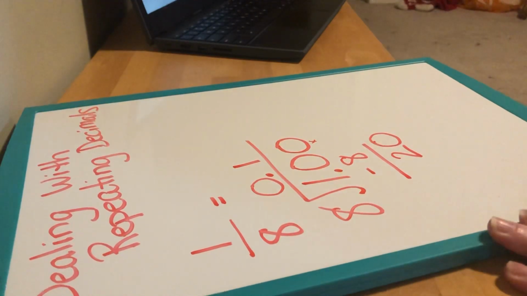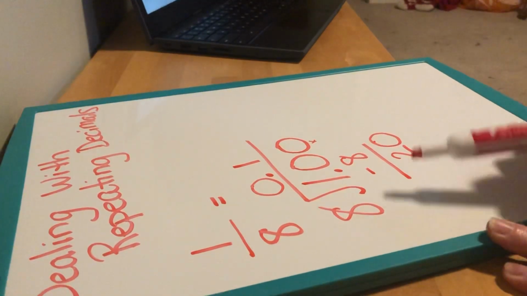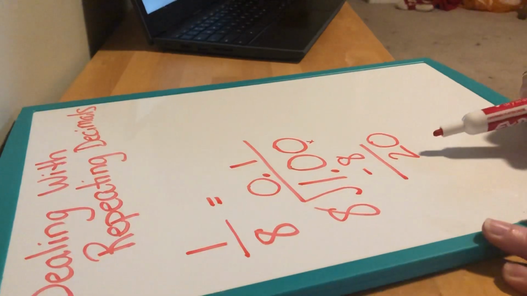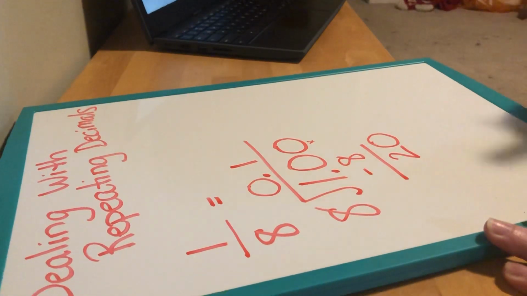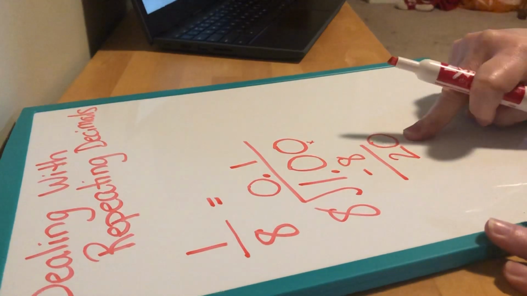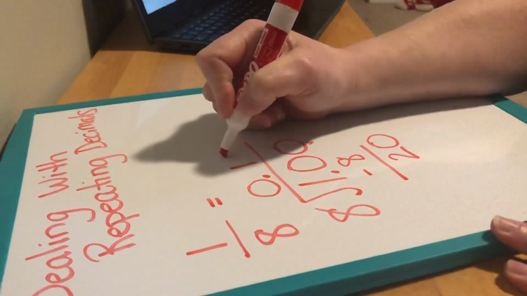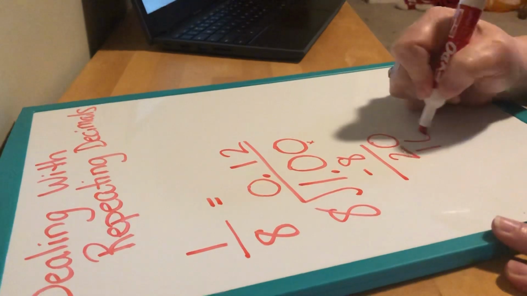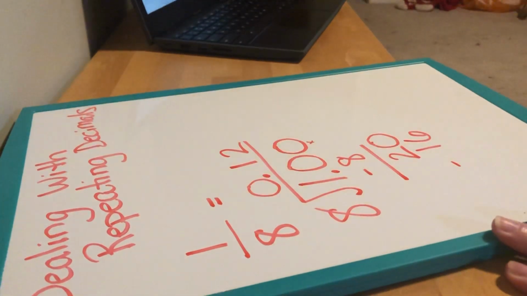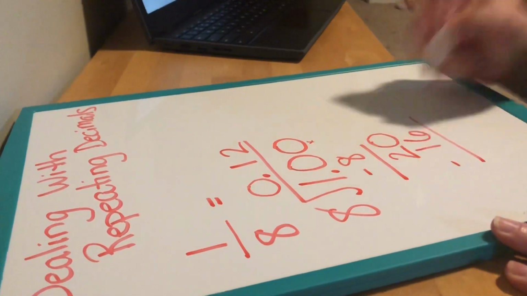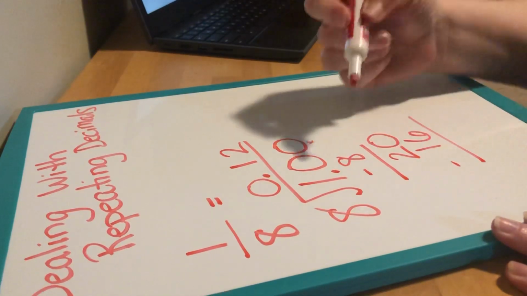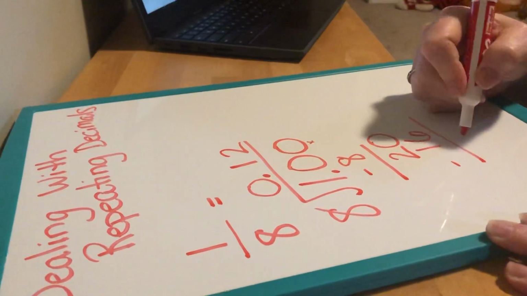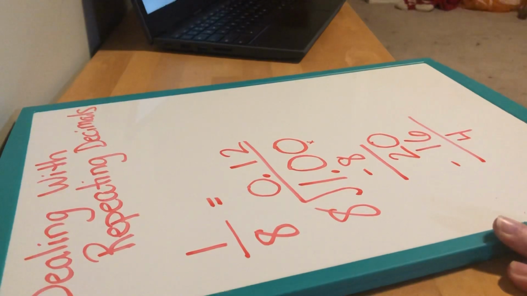So now I'm going to ask myself, how many times does 8 go into 20? And I can see it as 8 times 1 is 8. 8 times 2 is 16. 8 times 3 is 24. That's too big, so it goes in 2 times. So 8 times 2 is 16. Put the 16 down here. And subtract. And 20 take away 16 is 4.